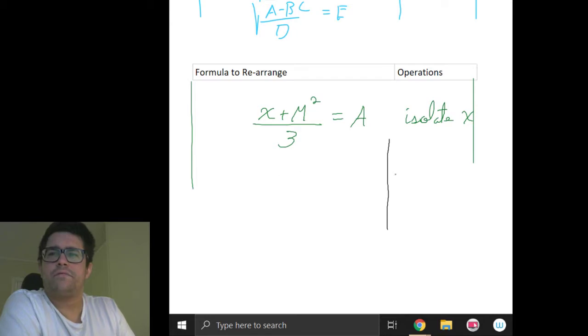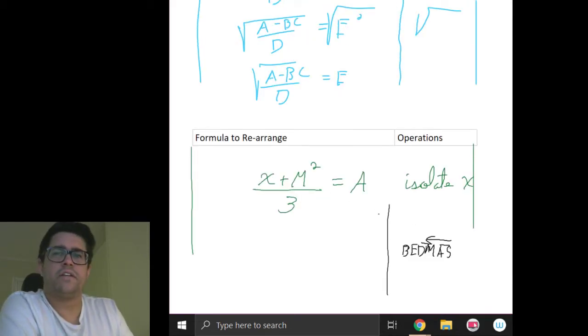Isolate x. So we're doing BEDMAS in reverse. First, we need to start with AS. You can add or subtract. Don't want to do that right.